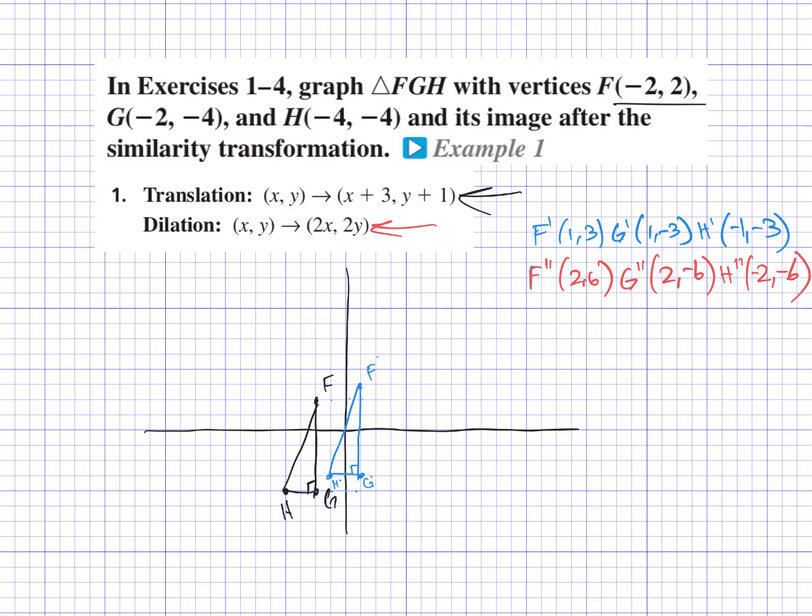All right, so let's plot these. 2, 6 is F double prime. G double prime is at 2, negative 6. Okay. Wow, good drawing. Negative 2, negative 6 is H double prime. So that should be your answer, and that's definitely on the test.